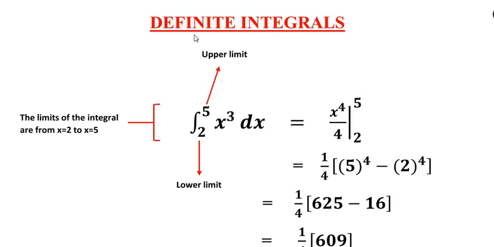In this video we are going to learn how to solve some exam style questions on definite integrals as well as understand what definite integrals are. Definite integrals are a part of integration.